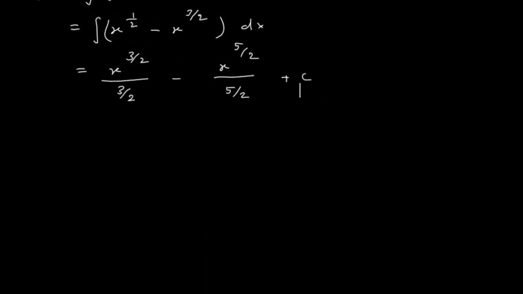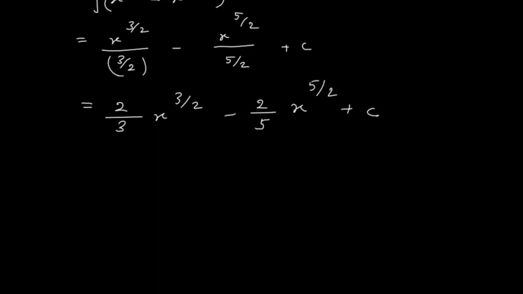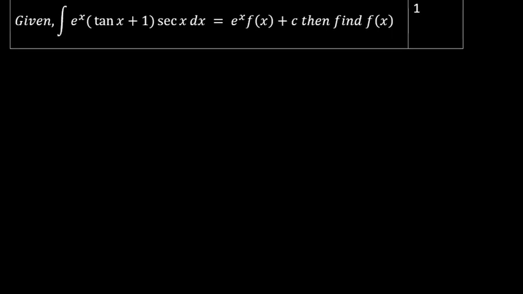Now the denominator 3 by 2 will become 2 upon 3 x power 3 by 2. If you want to take common you can, but I am writing it as it is, minus 2 upon 5 x power 5 by 2 plus c. So this is your integration of 1 minus x into root x dx. Let us see the next problem.